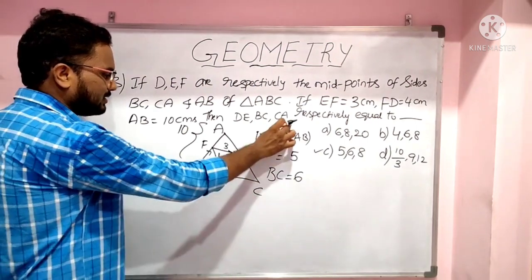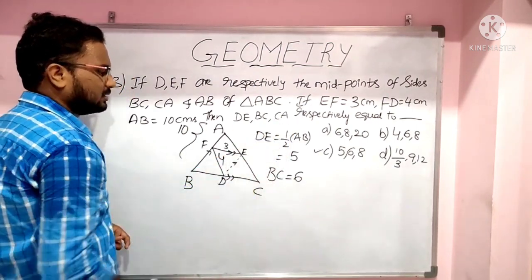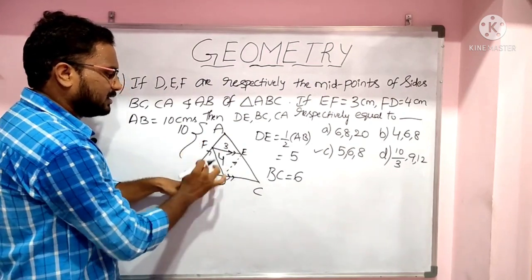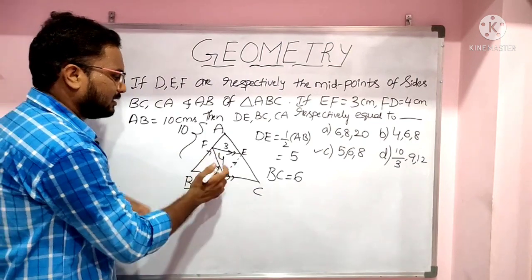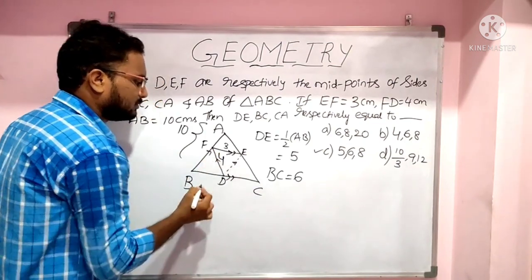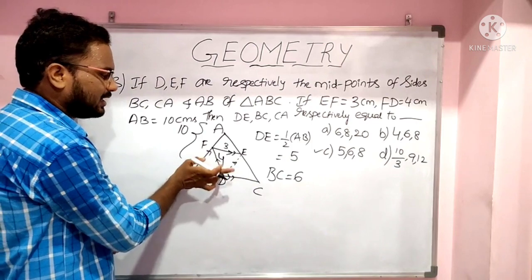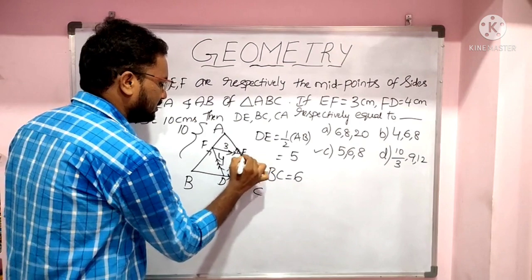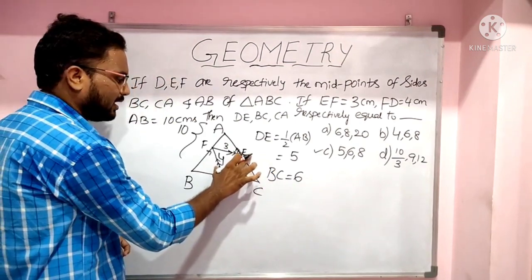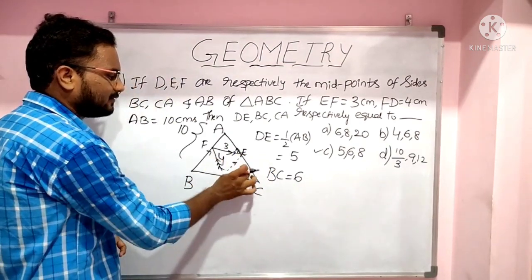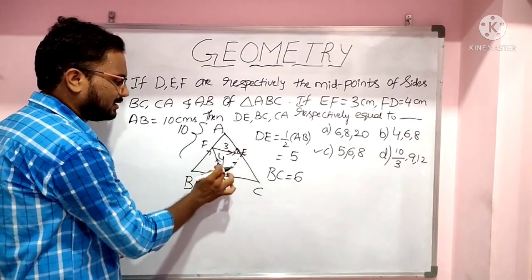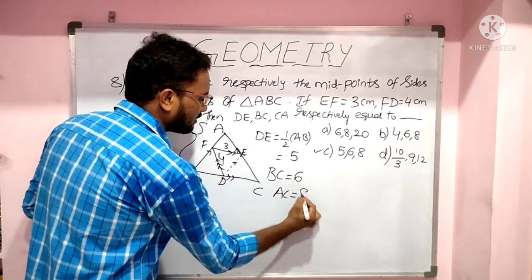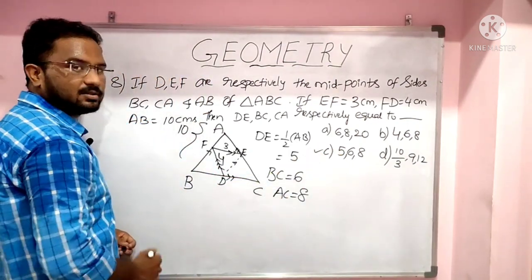And then we need to find CA. Similarly, F and D are midpoints of these two sides. If a line joins the midpoints of two sides, then this line is parallel to the other side and also half of it. So the length of DF equals half of the length of AC. So AC length will be 2 times DF, so AC equal to 2 into 4, answer 8. So option C, 5, 6, 8.